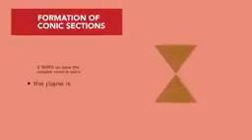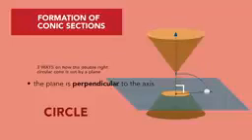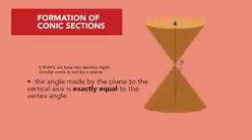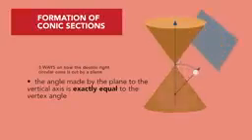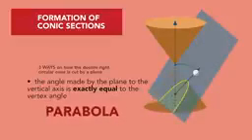But when the plane is perpendicular to the axis, the ellipse becomes a... Can you guess what the conic section is formed? Correct, it is a circle. Thus, a circle is a special type of ellipse. Second way is when the angle made by the plane to the vertical axis is exactly equal to the vertex angle. An open curve called a parabola is formed.